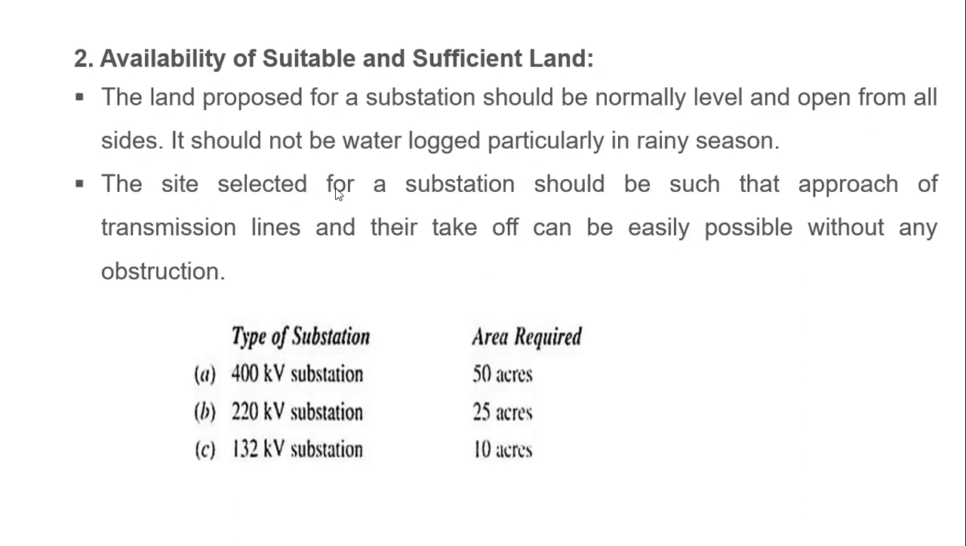Therefore, the site selected for a substation should be such that the approach of transmission lines and their takeoff can be easily possible without any obstructions. Suppose we are installing a 400 kilovolt substation, the area required is 50 acres. For a 220 kilovolt substation, the area required is 25 acres. For a 132 kilovolt substation, the area required is 10 acres.